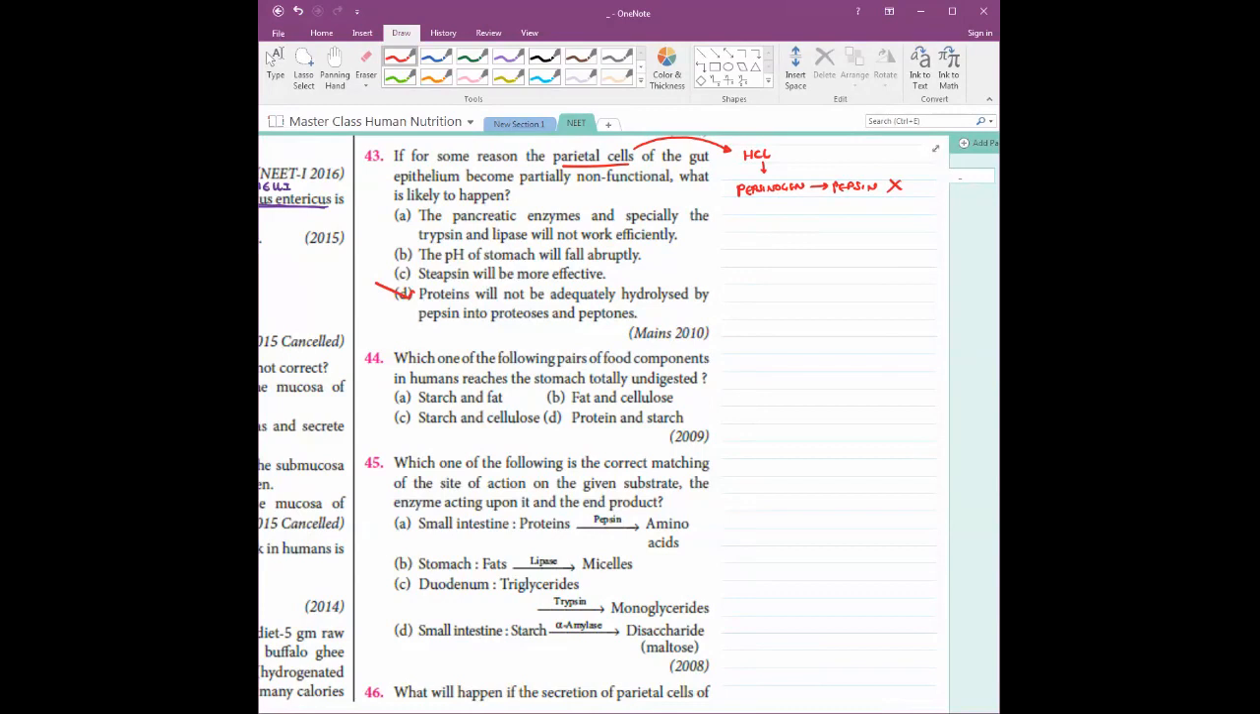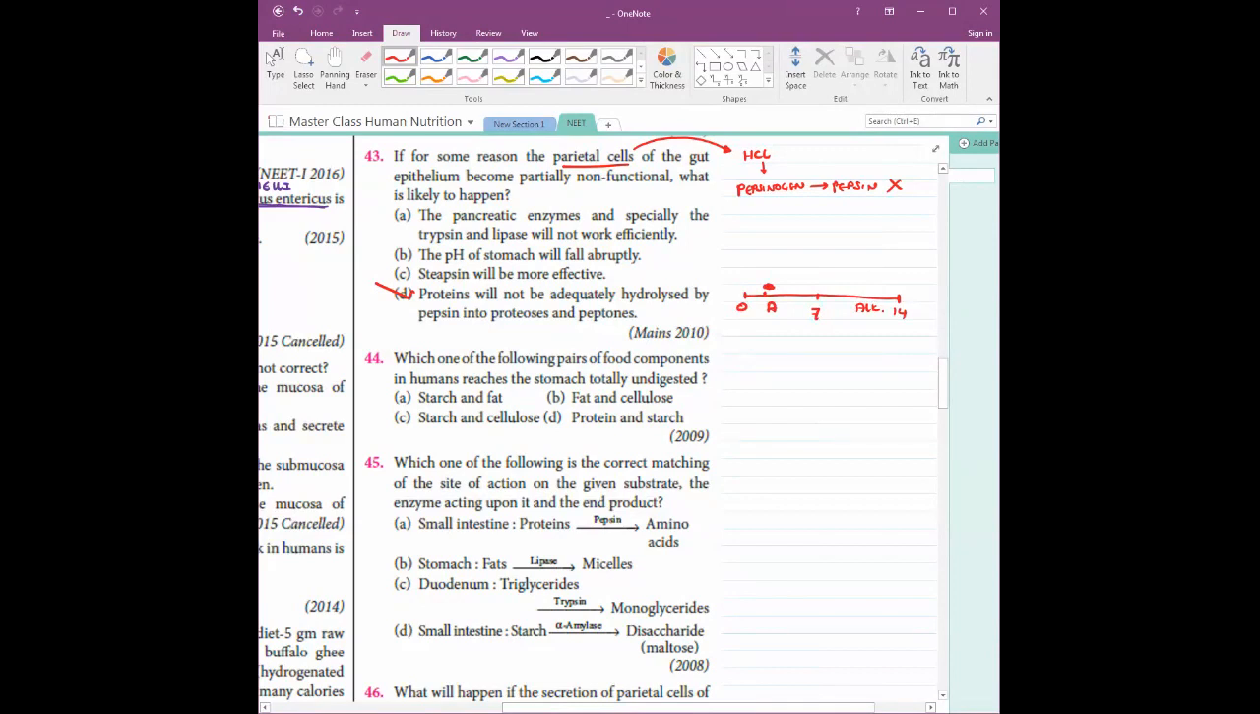Now the second thing is, there are a couple of people here who have said that the pH of the stomach will fall abruptly. Now, guys, remember what will happen. I'll just tell you. See, this is our pH scale. This is going to be 0, this is going to be 7, and this is going to be 14. This part is acidic, and this part is alkaline or basic. And 7 is neutral. What did I tell you? The pH of the stomach can go up to pH 2, somewhere over here. Why? Because the HCl is going to be really acidic.